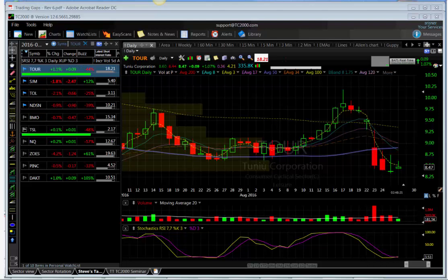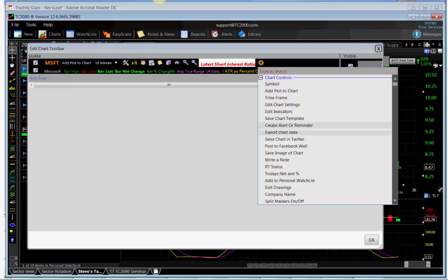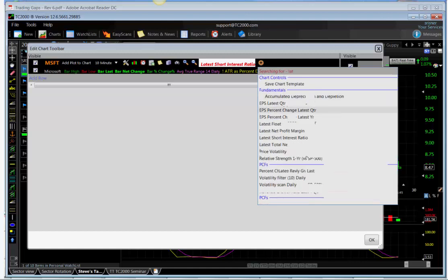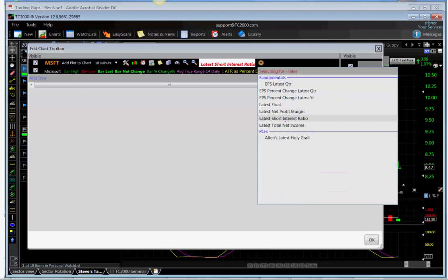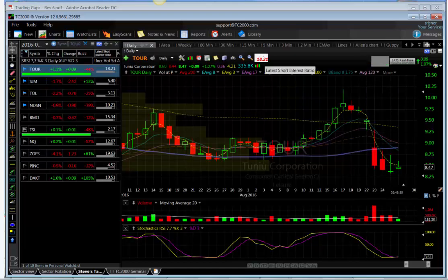Nope. Okay. Right click, edit toolbar, and you can add it. You hit the plus. It adds another field. I've got it. And then you just type in, you have to know LATES, and then it shows up. Latest short interest ratio. You add it in, and I changed the font. I put the white background on it so it jumps out at me.